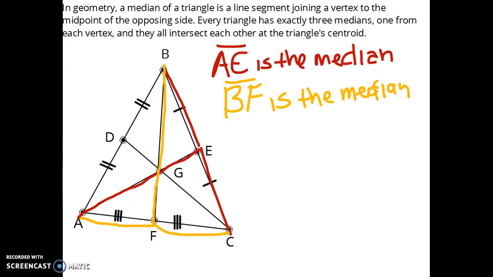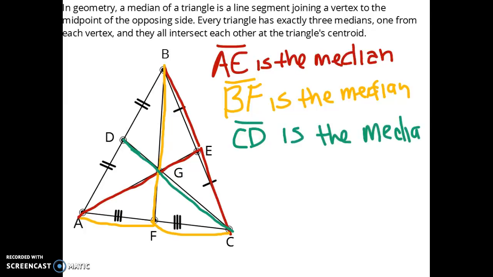And finally, CD, you've guessed it, is the median for side BA. That means BD is the same length as DA. Now, why is that important? Well, let's look at a problem.